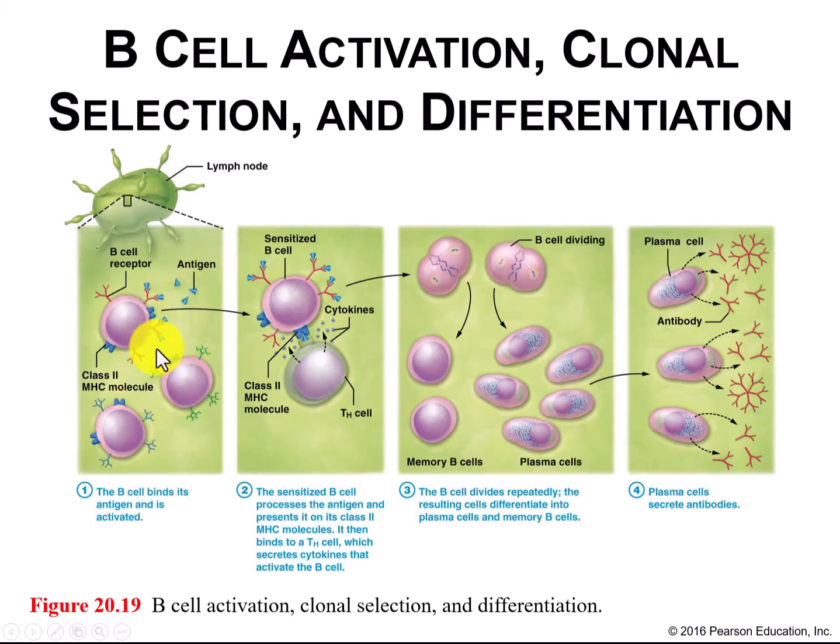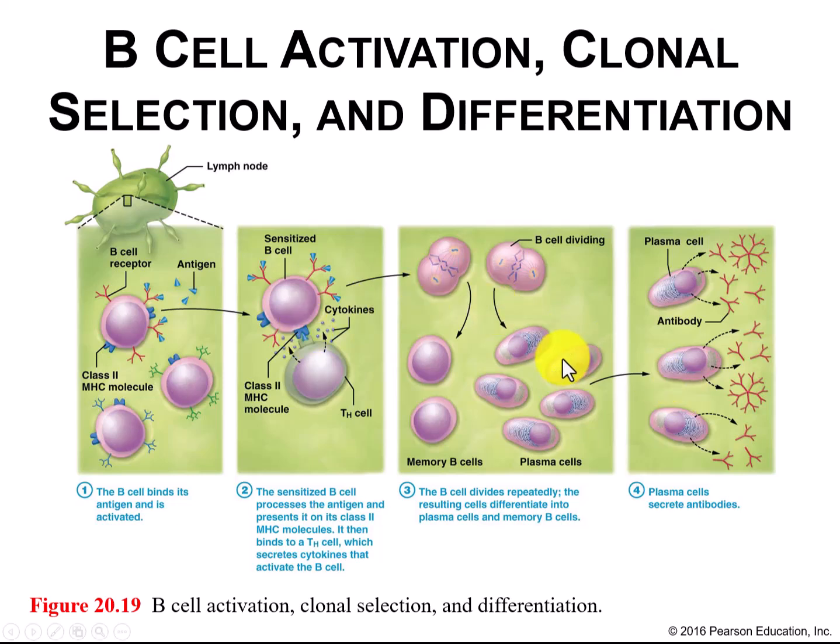So the B cell encounters the antigen, which binds to the receptors on the B cell. Once it binds, the B cell synthesizes, processes the antigen, and presents it on a class 2 MHC. Remember, class 2 presents exogenous molecules, and these antigens were picked up outside the cell. Once it puts it on MHC 2, that is a T helper cell receptor, and so it binds to a T helper cell, which then secretes cytokines that will activate the B cell to start dividing.